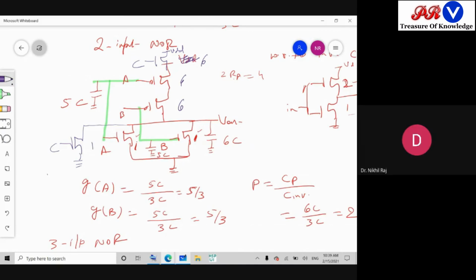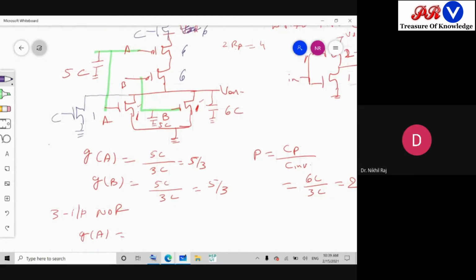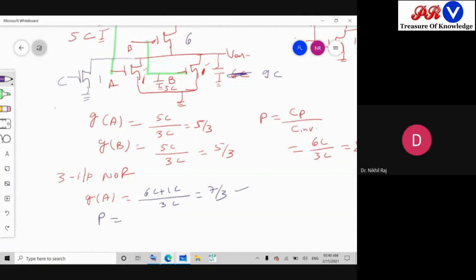So we got here G of A, क्या हो जाएगा यहाँ टोटल? ऊपर से 6 आया, नीचे से 1 आया. So total we got 6C plus 1C divided by 3C. So we got here 7 by 3. So this will be the same for all. And what about the CP? CP पे यहाँ क्या आ जाएगा वैल्यू? 9C. So what should be the P here now? 9C divided by 3C, that will be 3.